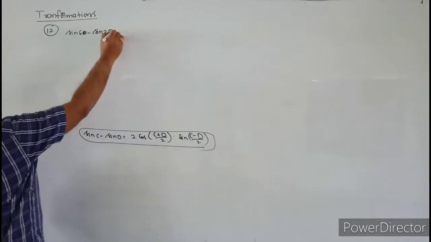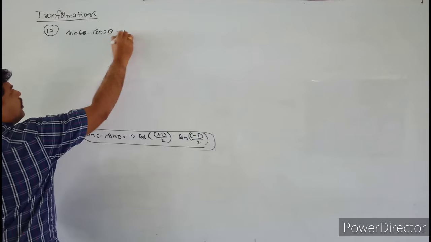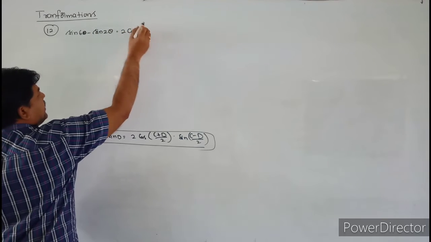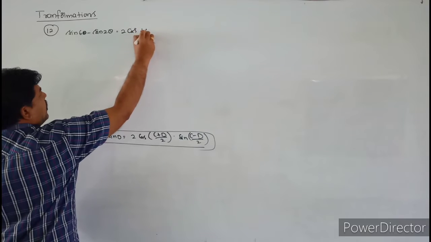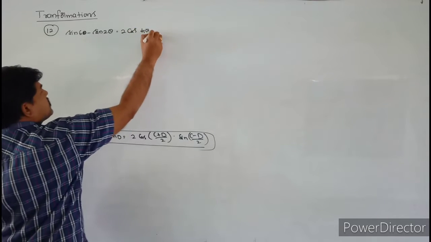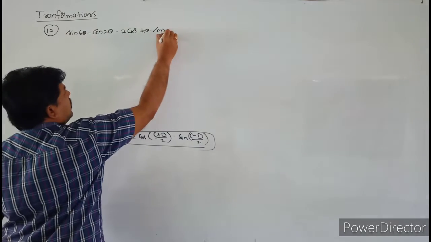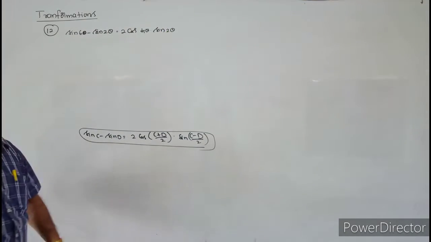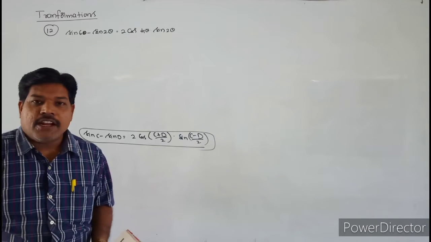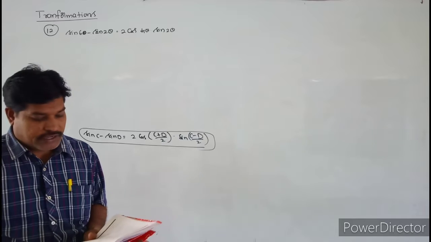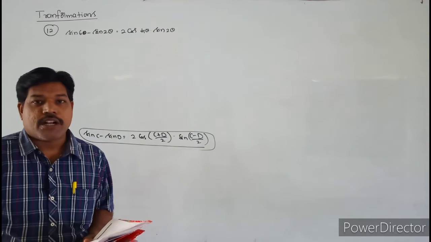So we will get 2 into cos of (6 plus 2, that is nothing but 8 theta) by 2, which is 4 theta, into sin of (6 minus 2, which is 4) by 2, which is 2 theta. So if you know the formula, you will get the answer in one step. The answer is option 2. Now see question number 13.